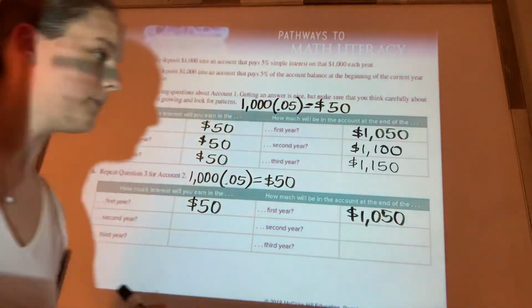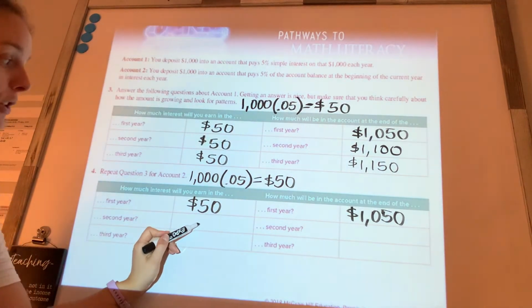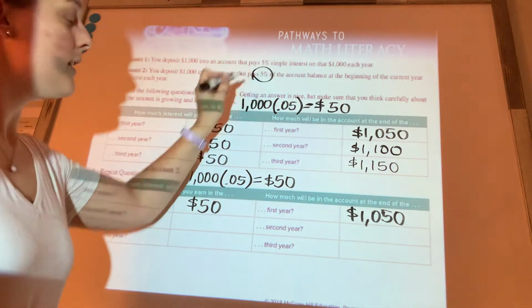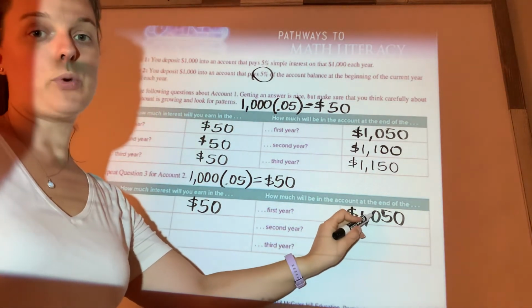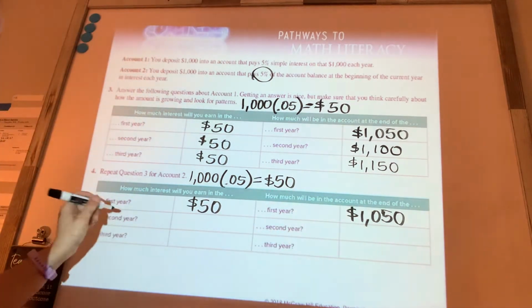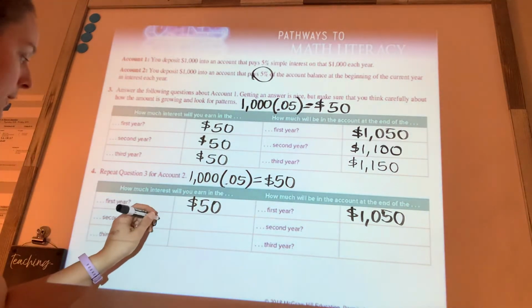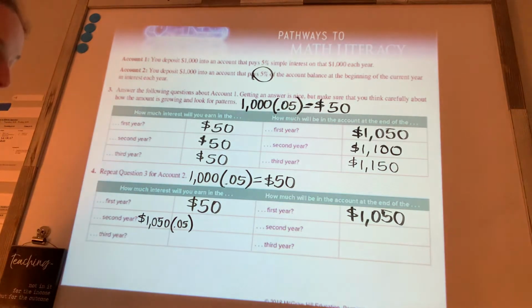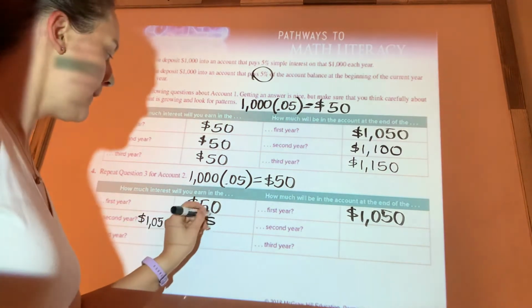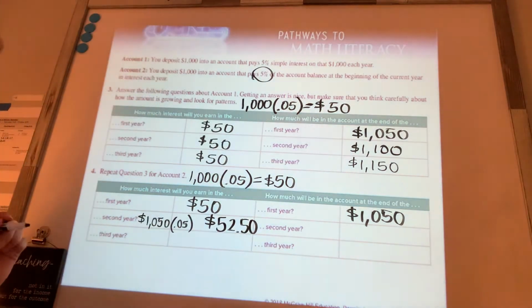But here's where things get different. In the second year, your interest is not $50 again. Your interest is 5% on the previous balance. So now we have to figure out what is 5% of the previous balance. Not the original amount, but the previous balance. So I'm going to write off to the side, what is 1,050 times 0.05? That's how much interest I'm going to have. So I'm going to take 1,050 times 0.05, and that tells me that my interest amount is $52.50.